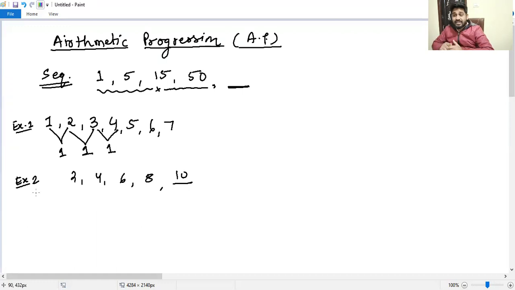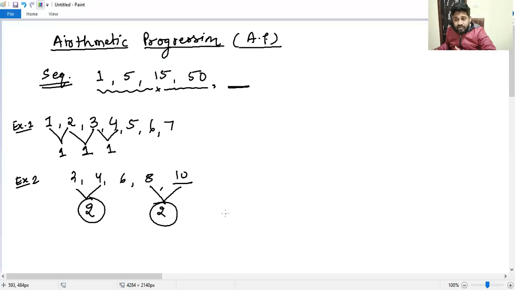So what is the key for the arithmetic progression? The key word for the arithmetic progression is the difference of the consecutive terms. Any two consecutive terms have a constant difference. Here the difference is 2, and if we take the difference of these two consecutive numbers, this is also 2. So this fixed, constant difference is known as the common difference of the arithmetic progression. Common difference is denoted by small d.